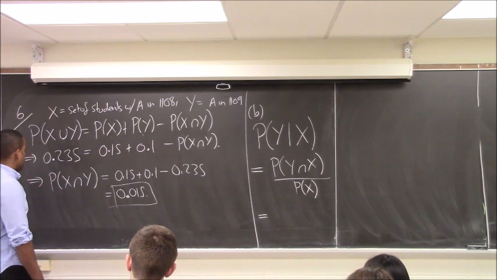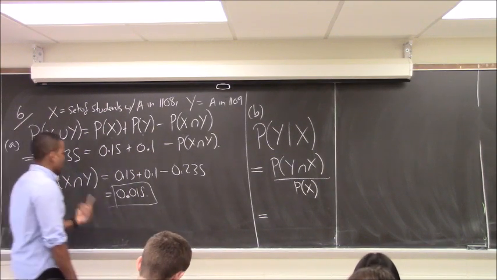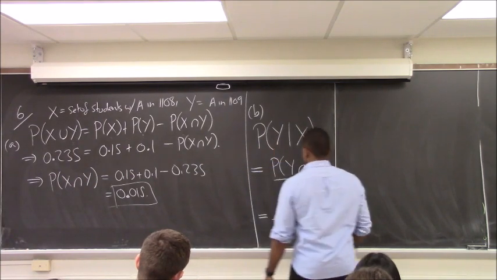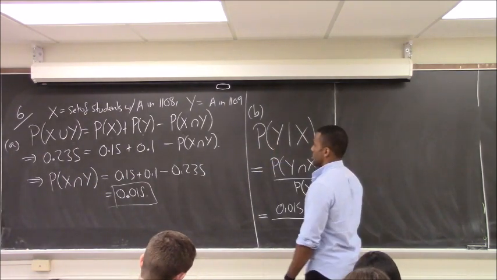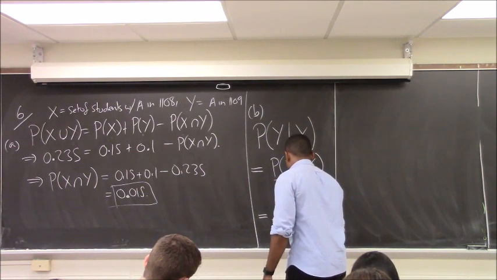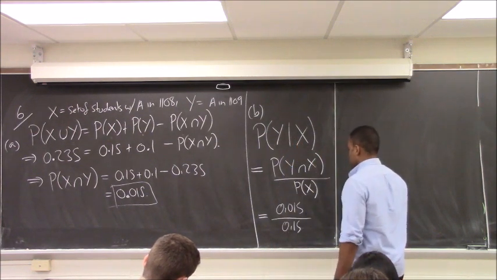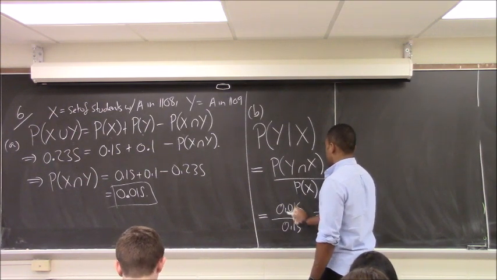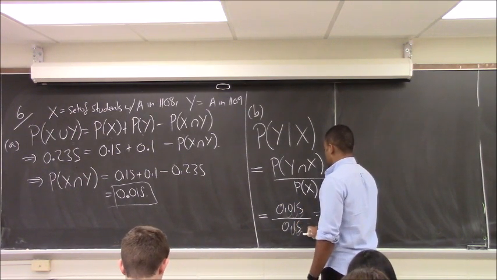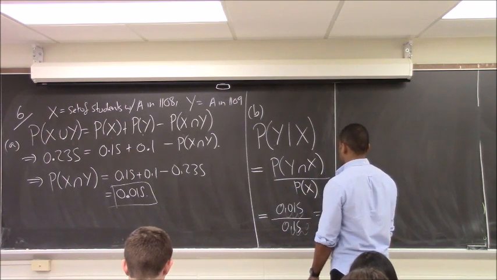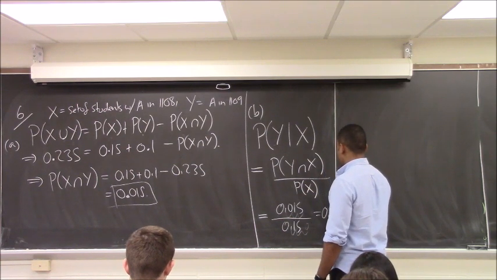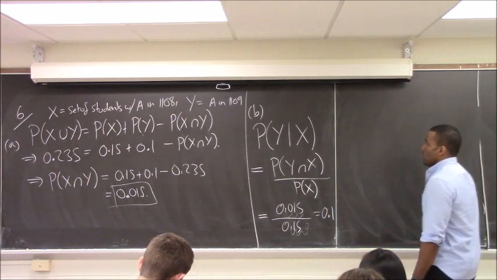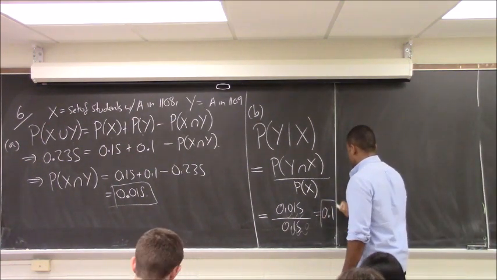and we have all the pieces for it from part A. So we know that the probability of X and Y is 0.015, and the probability of X is 0.15. Dividing, that gives you 0.1.